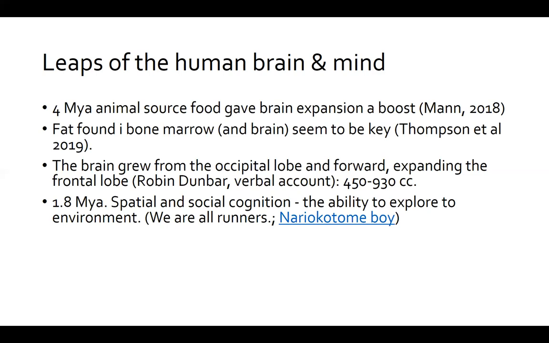So 1.8 million years ago, our ancestors had acquired something called spatial and social cognition. It's basically the ability to orientate yourself in the surrounding. So if you look at our cousins, the apes, they stay in the same neighborhood their whole life. Whereas what is typical for humans is that we explore. So these creatures could use their memory to map the environment and then return safely, just like the astronauts in the Apollo program. And also social cognition, which meant they developed an early ability to cooperate with one another.